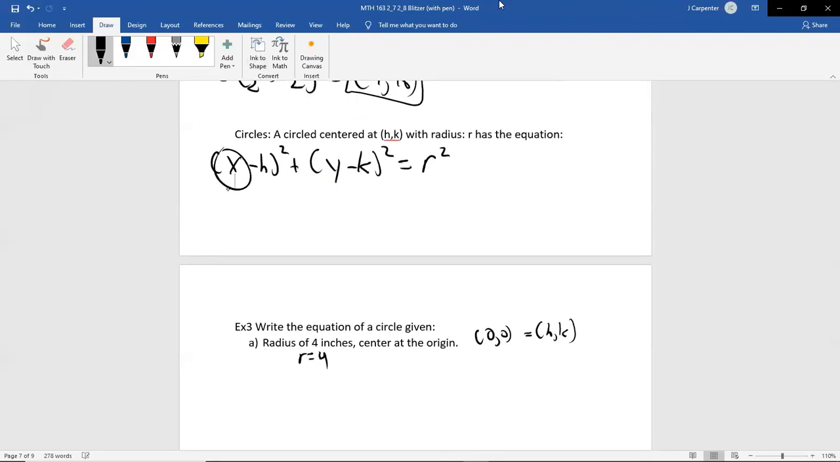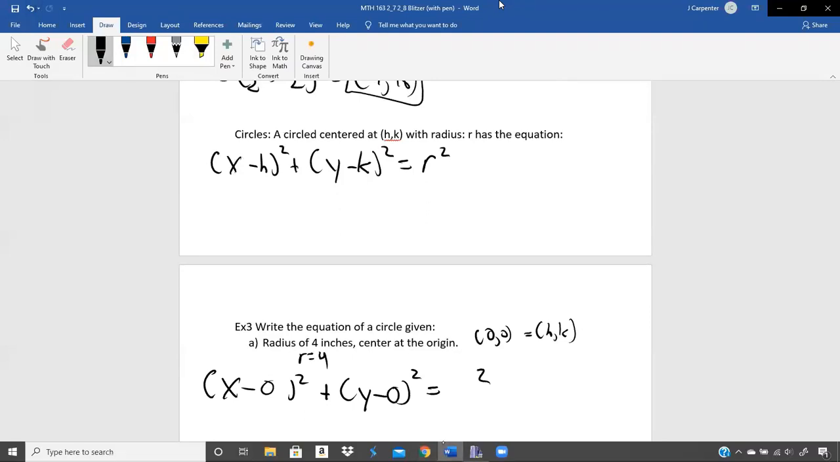You do not plug anything into x, you do not plug anything into y. You leave them as x and y. So it goes parentheses x minus something, and then you'll square it, and a plus, a parentheses with a y minus something and squaring it, and then equals whatever your radius is, but squared. Just cookie cutter. All right, well, what was the h? That was the 0. What was the k? That was also 0. What was the radius?